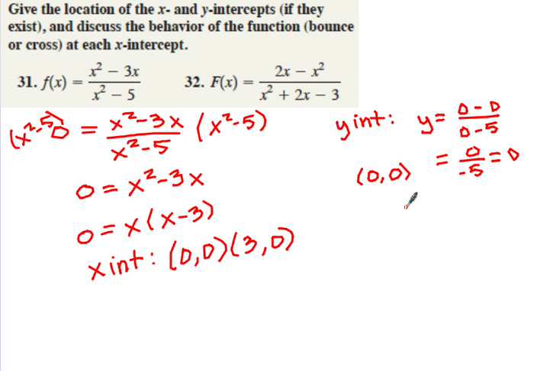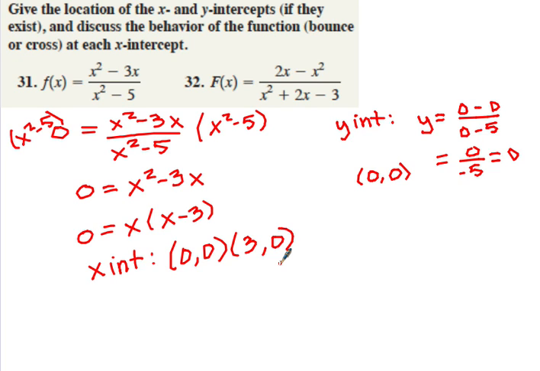So for those first couple questions, I just want you to talk about what's our behavior. Am I going to bounce or go through at these x-intercepts? So should we bounce because of our multiplicity, or should we cut through? We're going to cut through because it's got an odd multiplicity. How about x equals 3? Bounce or cut through? Cut through. Good. So both these, yeah, because it's odd.